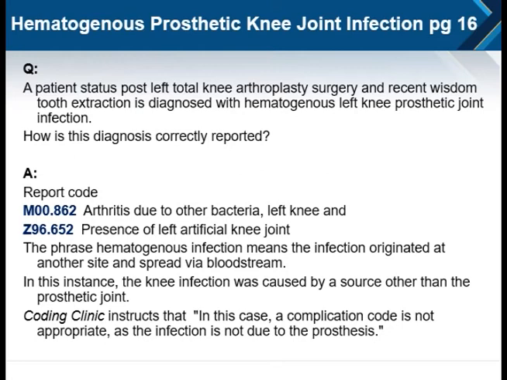Second, this advice is a game changer. Up until now, an infected prosthetic knee joint was an infected prosthetic knee joint, regardless of whether or not the infection seeded from another source in the body. I expect we'll be hearing more about this question and answer.